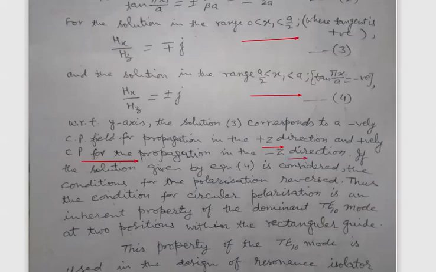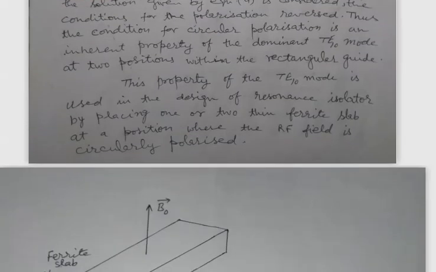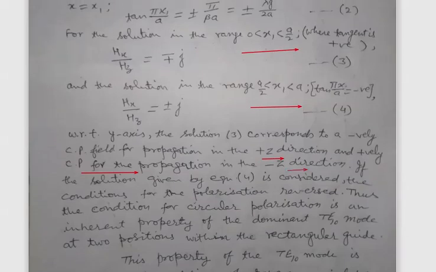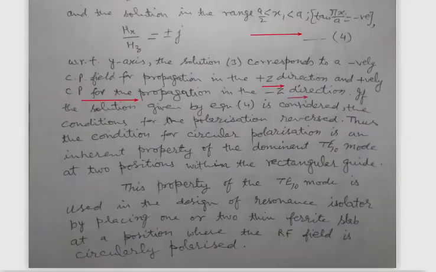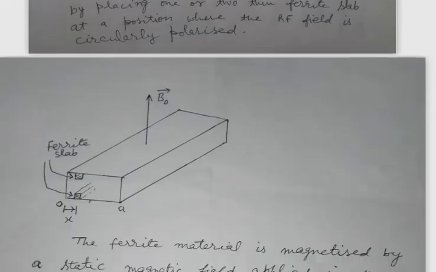So this condition for circular polarization is thus an inherent property of the dominant TE10 mode at two different positions within the rectangular waveguide. That is, one case when the value of the tangent is positive, and another case for which the value of the tangent is negative. So this result will be used in the construction now.